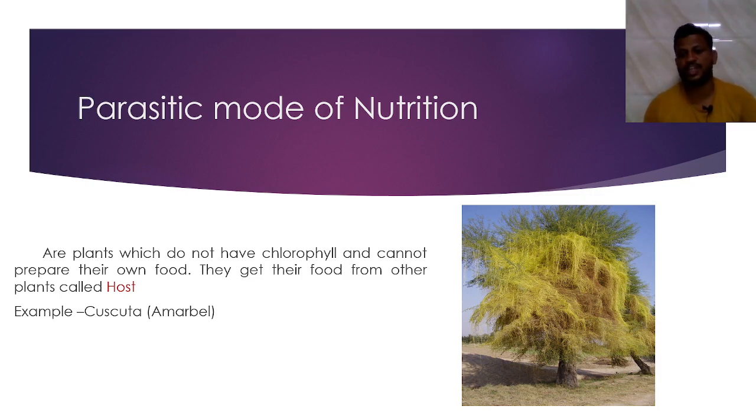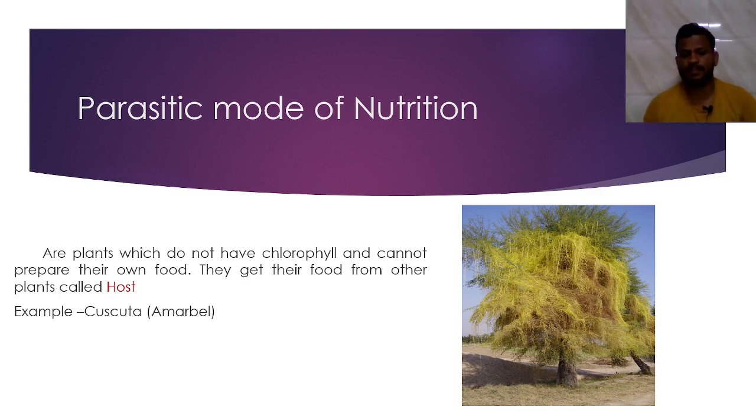We can see in the picture here, some plants are grown on trees. The tree is a host here. The tree is known as a host, and the plant which is grown on the tree is known as the parasitic plant. It means the plant which does not have chlorophyll and can't prepare its own food gets its food from other plants called a host. The plants which get food from other plants are known as parasitic plants.